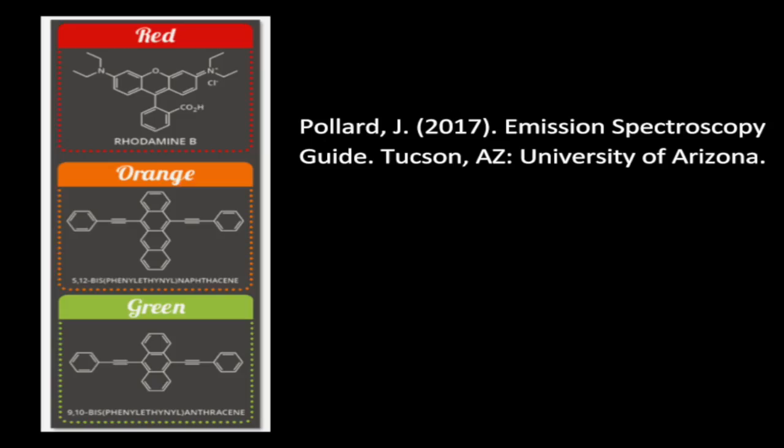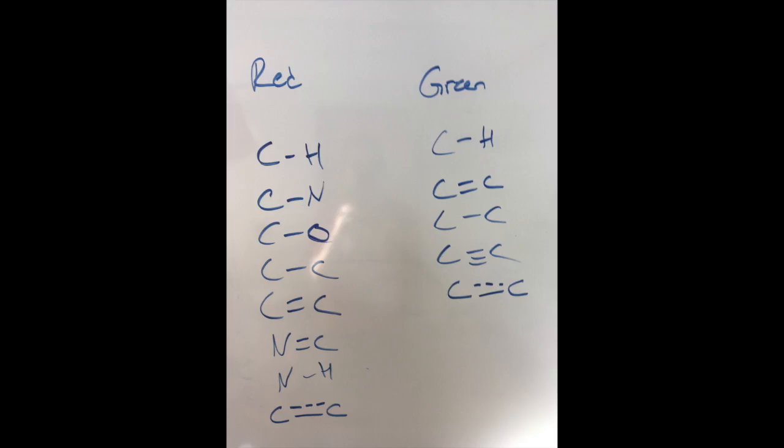If you look at the structure of red and green dye, you'll notice that red dye has many more bond types than green. Since different bonds and atoms have different energy levels, each one of these bonds will contribute several unique energy levels, thus being responsible for emission at several wavelengths and causing red to emit over a wider range.